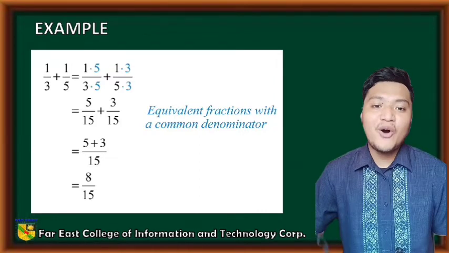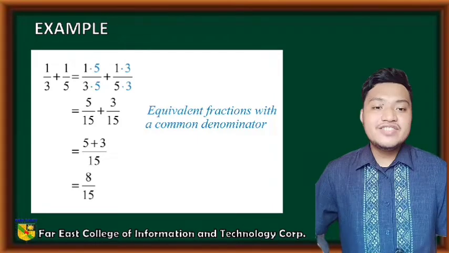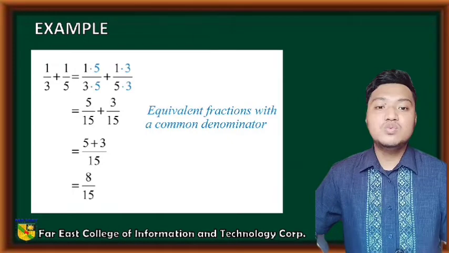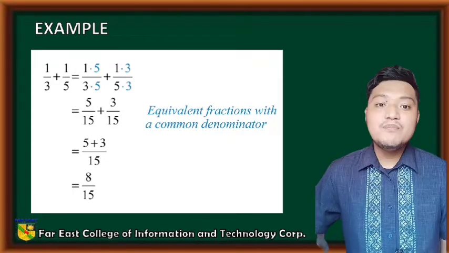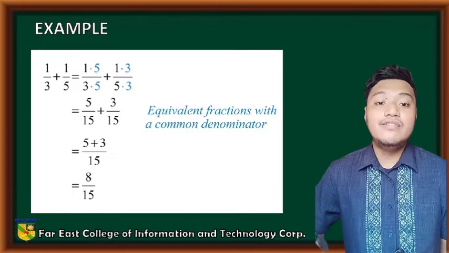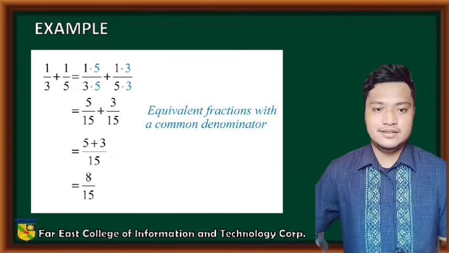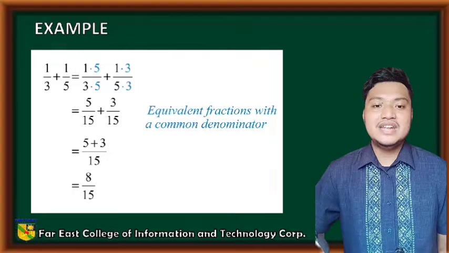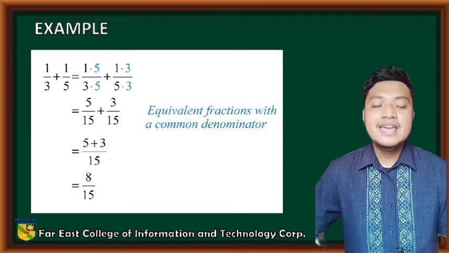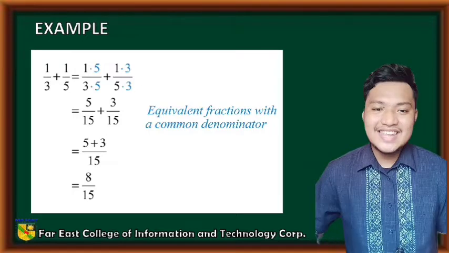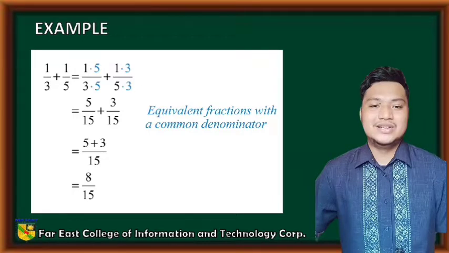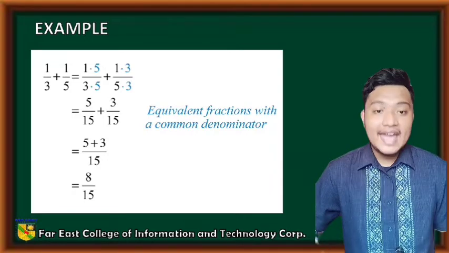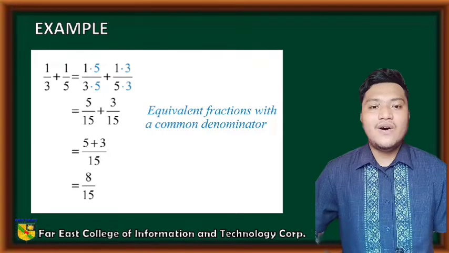So, dito naman tayo sa 1/5. 15 divided by 5, it's 3. Times 1, 3. So, ang 1/5 magiging 3 over 15. So, naging pareho na po ang kanilang denominator, at ang LCD po nila ay 15. Okay? And then, add and subtract the numerator. So, 5 plus 3, it's 8. Ang answer po natin is 8 over 15.